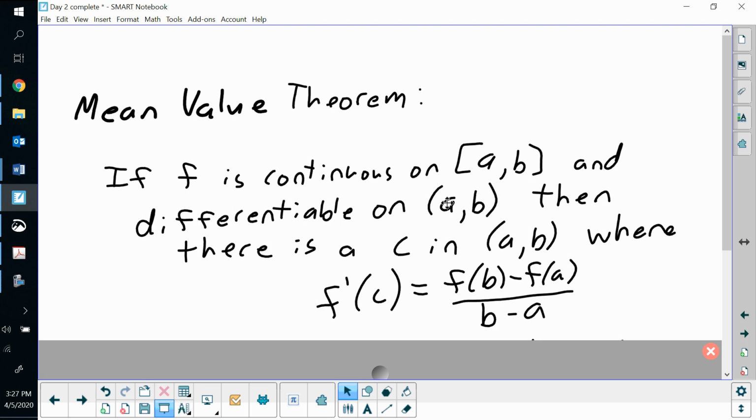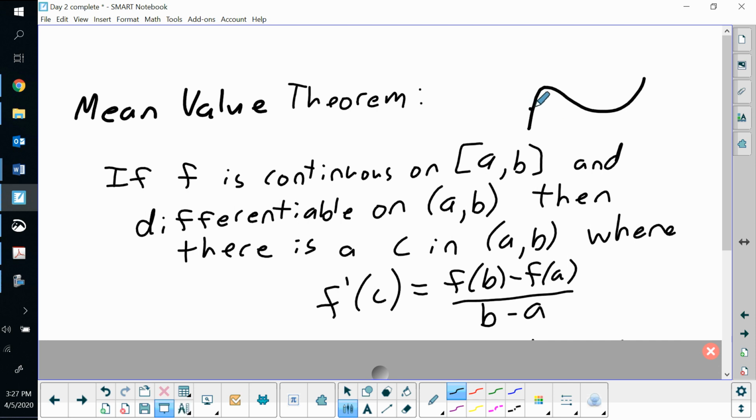So I probably won't talk long enough for you to be able to write it down while I'm talking. So if you need to write it down, pause it, write it down, and then you can listen to what I say. But mean value theorem: f has to be continuous on the closed interval, differentiable on the open. Then there's a value c. So c is an x value where the derivative at that value is equal to the slope between the endpoints. So in other words, the instantaneous rate of change is equal to the average rate of change.